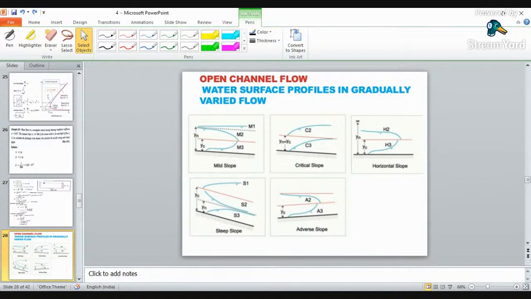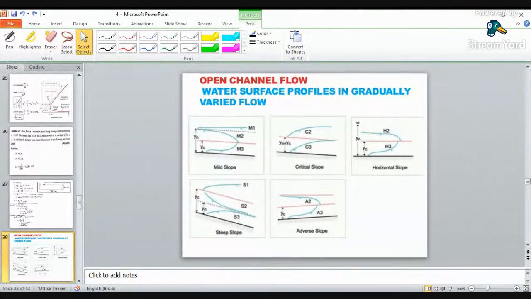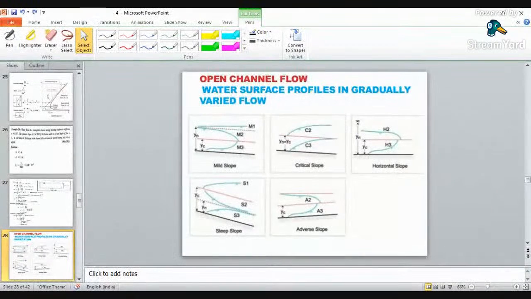Okay. Then in open channel, there are different types of water profiles for the gradually varying flow. These profiles are classified on the basis of the depth of water. Now there are three types of depth of water in the channel. First one is your critical depth. Critical depth is a depth where your Froude's number is equal to 1.